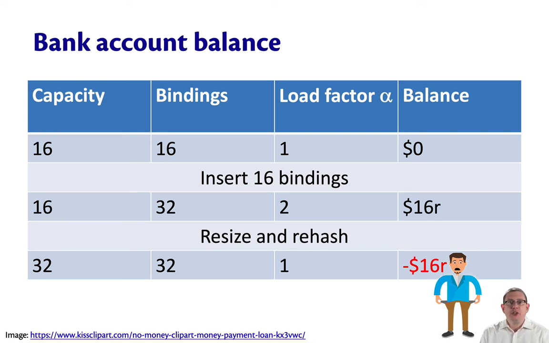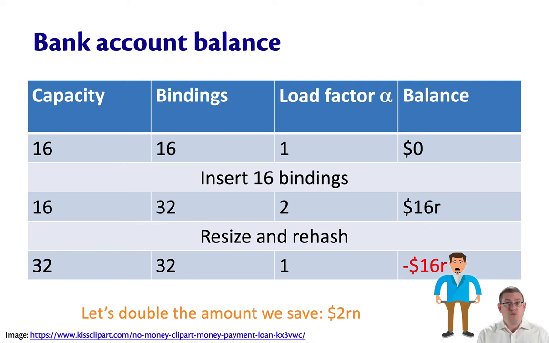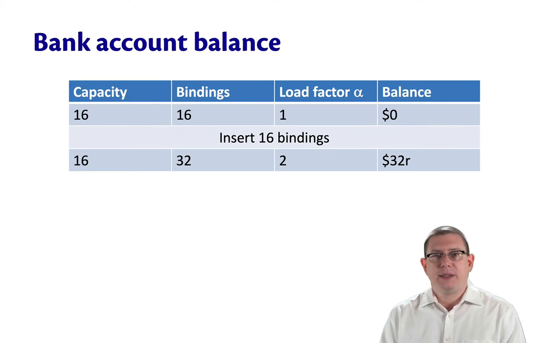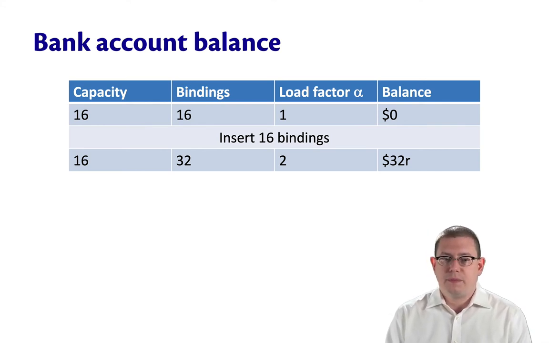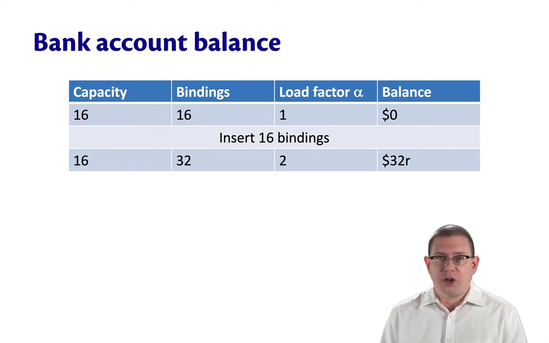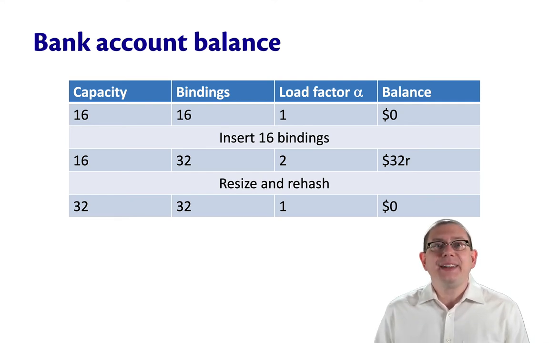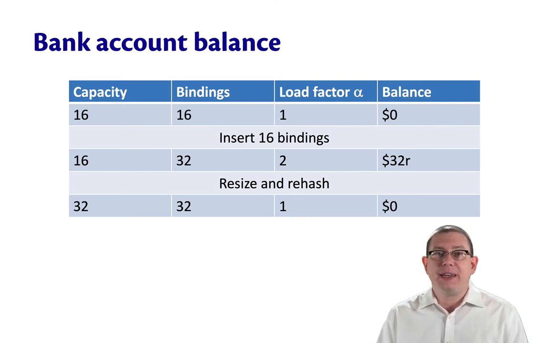Okay. Well, maybe we just weren't saving enough money. What if we go back and double the amount that we save? So for every insert operation, now instead of saving r dollars, let's save 2r dollars. Let's try the analysis again. So we start off with 16 buckets, 16 bindings, a load factor of 1, and an empty account balance. We insert 16 bindings. That brings us up to 32 bindings and a load factor of 2. But now we have 32r dollars because we're saving 2r per insert. We do the resize and the rehash. That costs r dollars per binding, so that's 32r dollars. And look at that. We had exactly enough money saved up to pay for that entire resize and rehash operation. Our account balance is now back down to 0.